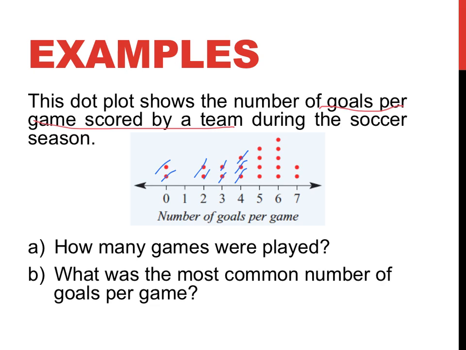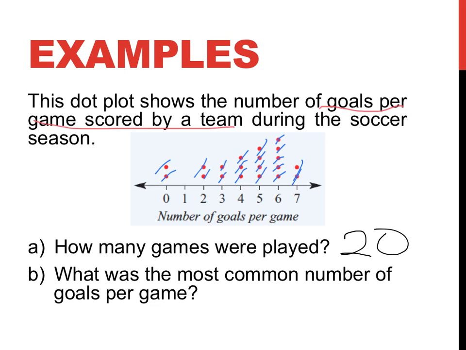That's 9. They scored 5 in 4 games. They scored 6 in 5 games. And for some reason, they scored a ridiculous amount of 7 in 2 games. So how many games were played altogether? If I add all those numbers up, I come to a grand total of 20 games.